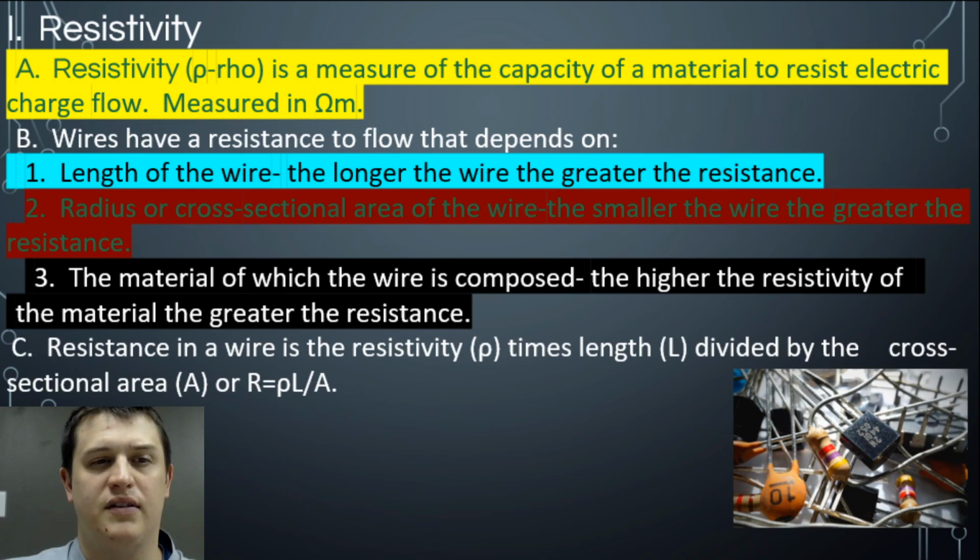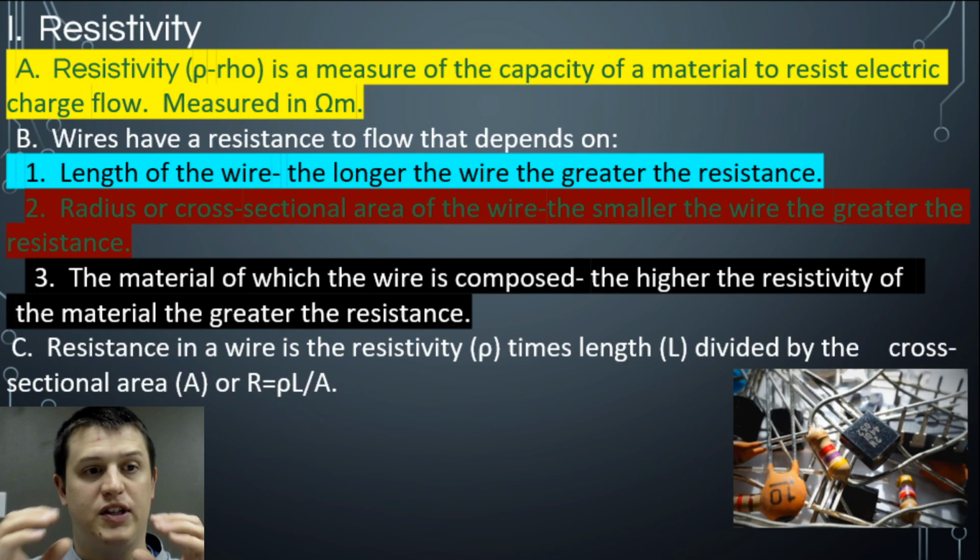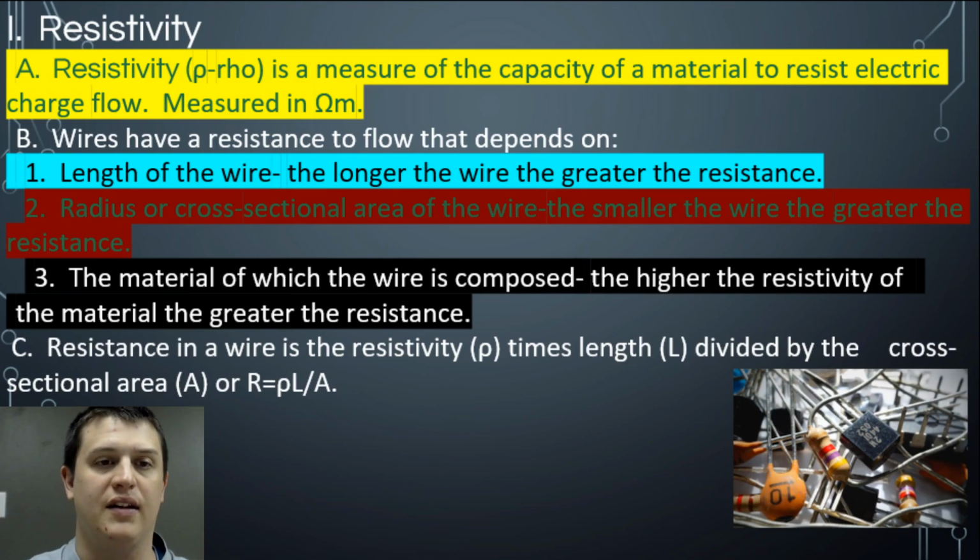The length of the wire: the longer the wire, the greater the resistance. So if you have a really long run of wire, greater resistance. Radius or cross-sectional area of the wire: the smaller the wire, the greater the resistance. Think of a really small pipe versus a big pipe. The same idea works in wires. Small wires have greater resistance because the electrons bounce off the sides of the wire more than in a really big wire, which has more chance to move without hitting the walls.